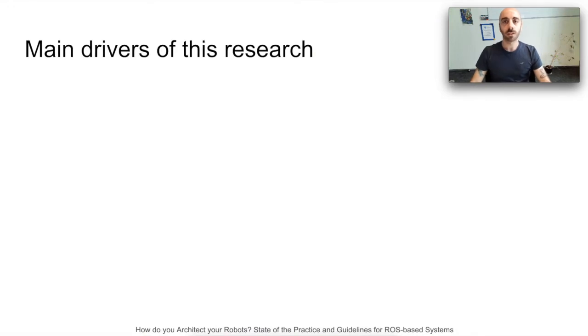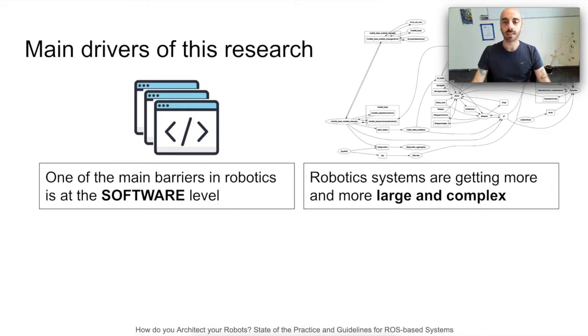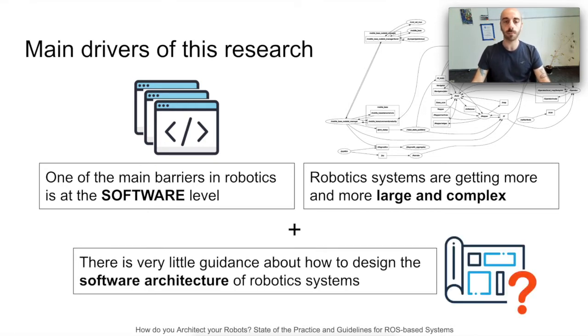The main drivers of this research are three. The first one is that one of the main barriers in robotics is at the software level. The second one is that robotic systems are getting more and more large and complex, involving hundreds or thousands of different components interacting with each other at runtime. There is very little guidance, however, about how to design these kinds of systems, and this leads to the need to reason at the architectural level of robotic systems.